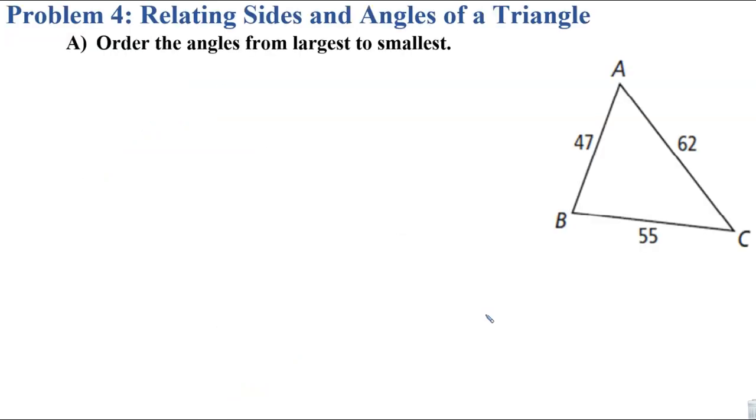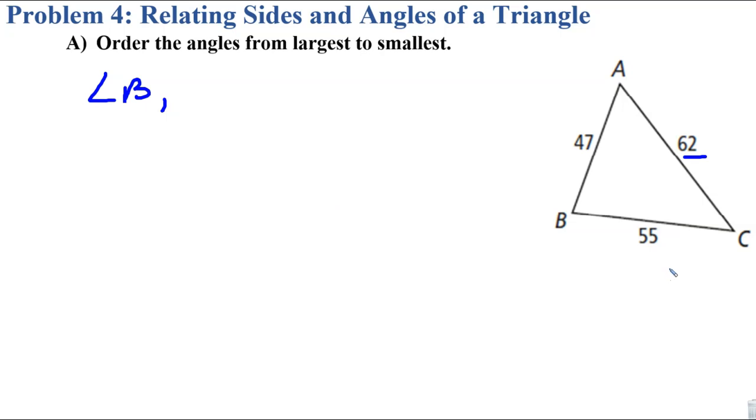All right, let's go ahead and put those properties to work in problem 4 here. Part A says order the angles from largest to smallest in my triangle here. Largest to smallest, that means we're going to start off with the biggest angle. Well, the biggest angle is across from the biggest side. 62 is the largest of the three sides here, meaning that angle B across from it will be the biggest angle.